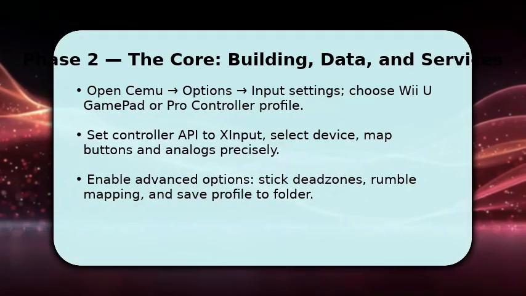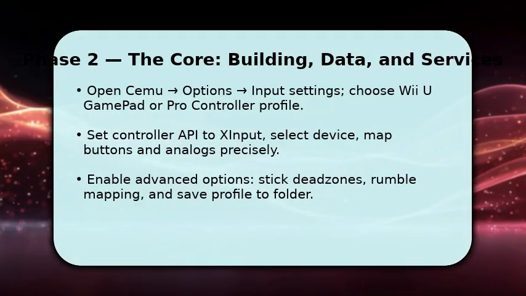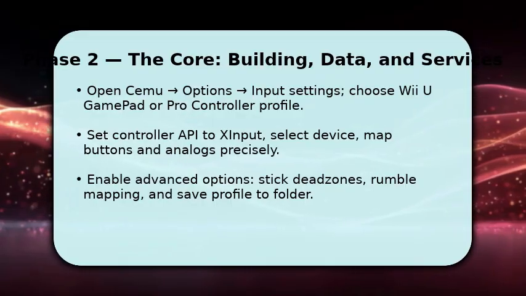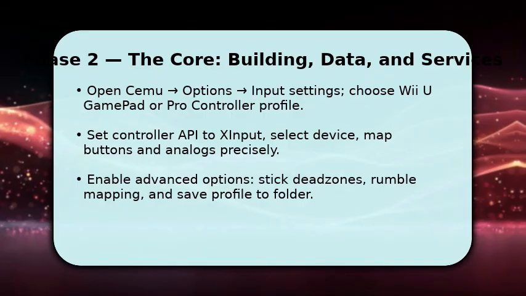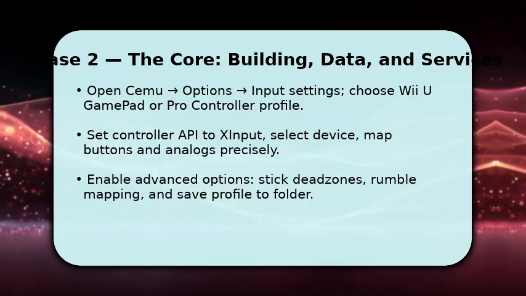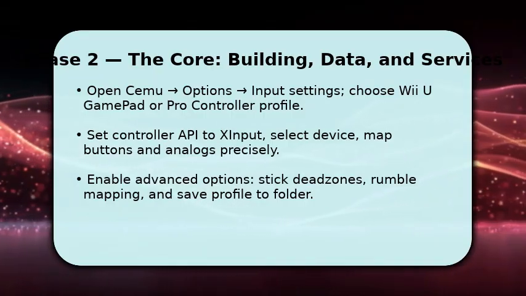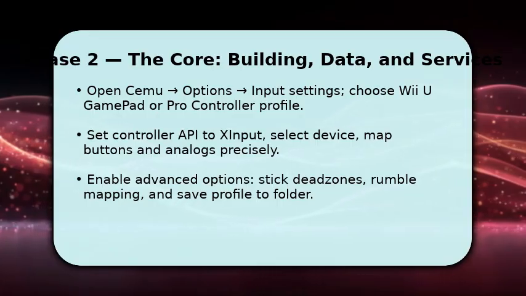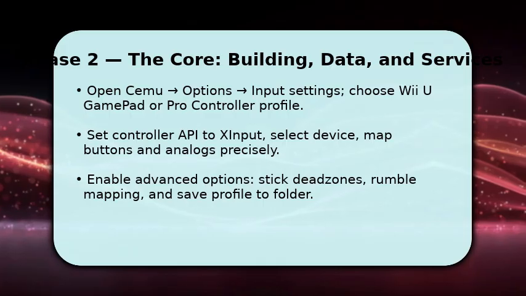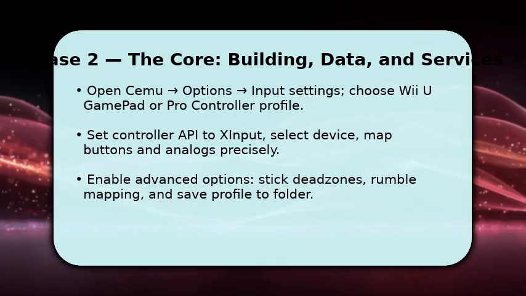Once Cemu recognizes the controller, open Options and go to Input Settings so you can assign roles and avoid accidental shortcuts. Choose XInput as the API and pick your Xbox device, then map each button and analog carefully. Make sure triggers are assigned as analogs when needed.